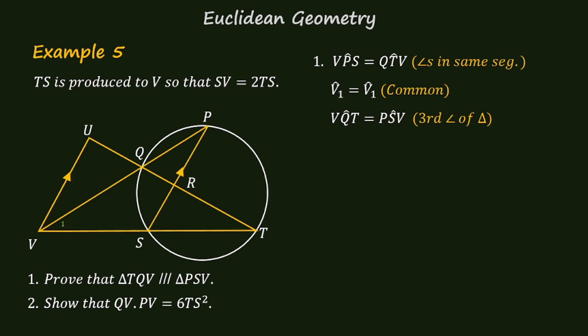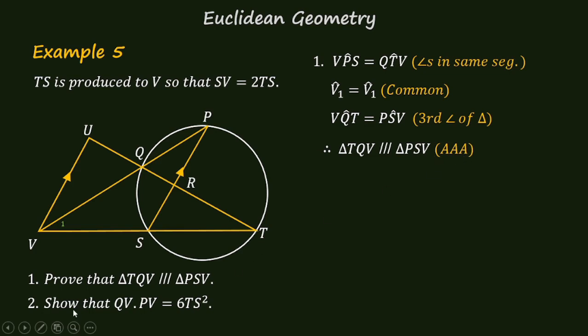So in this case, we have shown that the corresponding angles or the matching angles of the two triangles are equal in sizes. Therefore, we can conclude that the triangle TQV is similar to the triangle PSV, and the reason is that they are equiangular. We simply write angle, angle, angle.